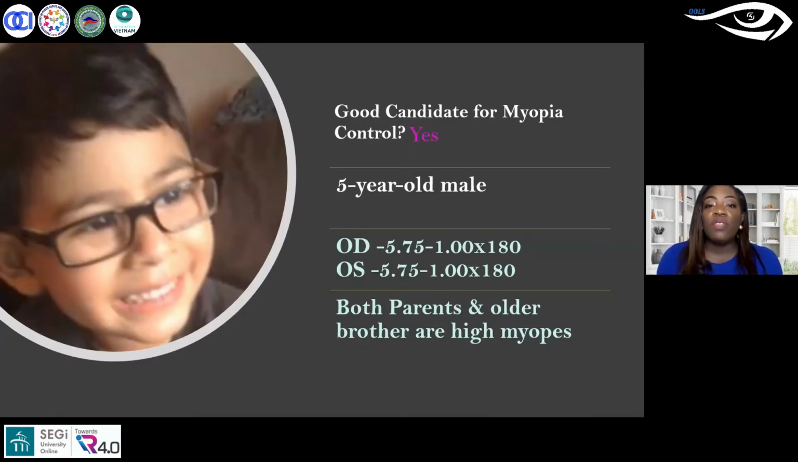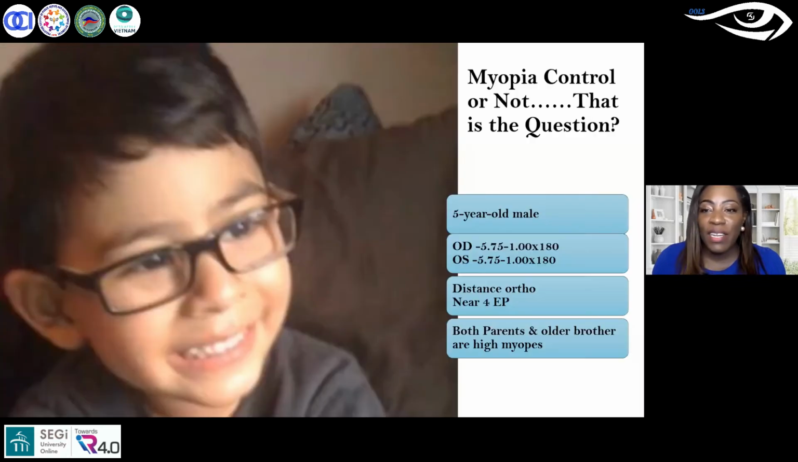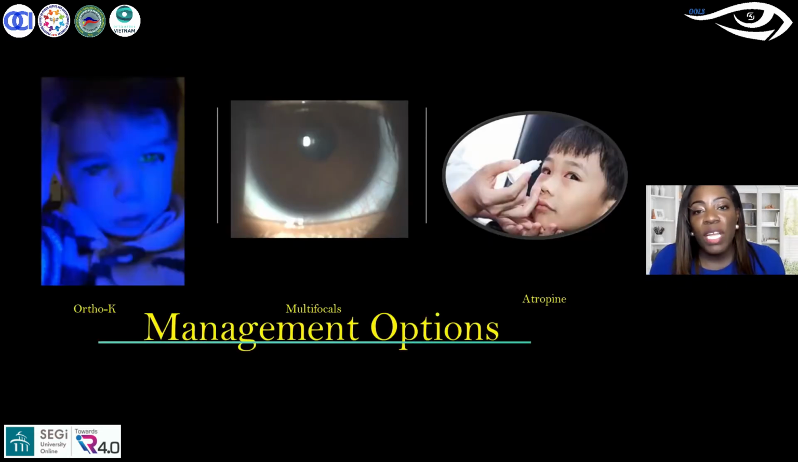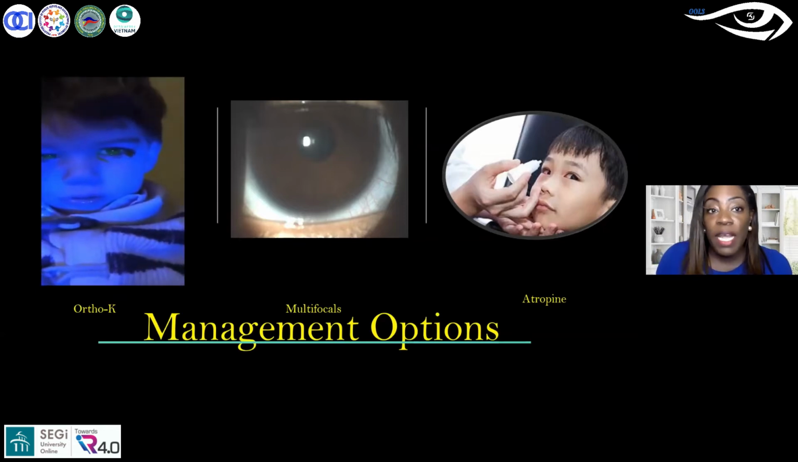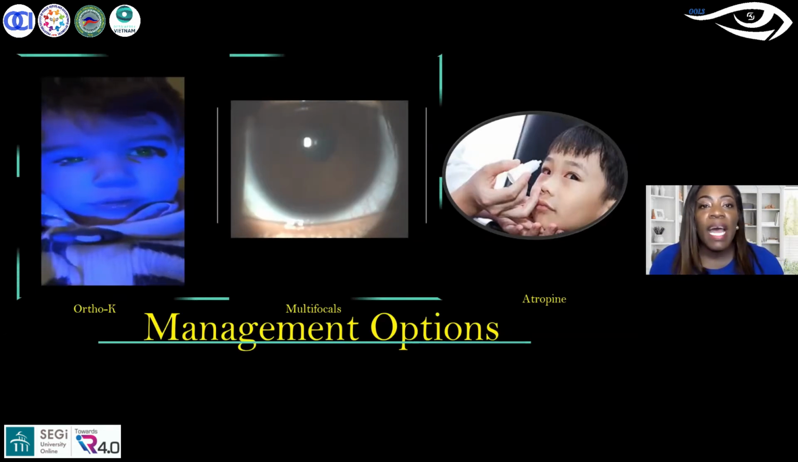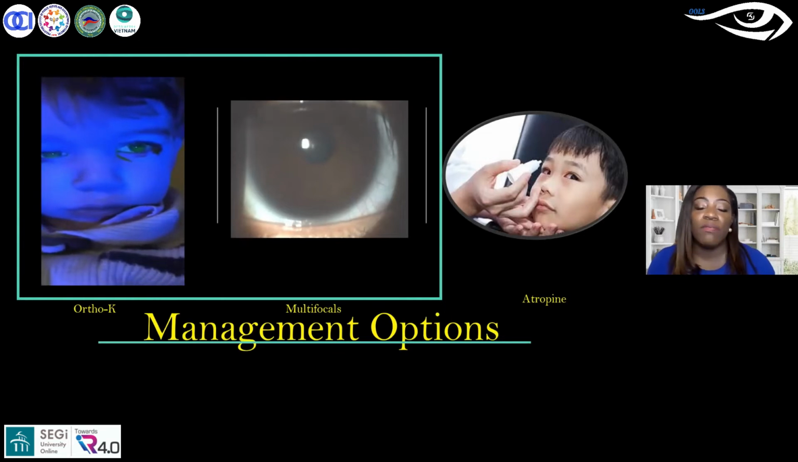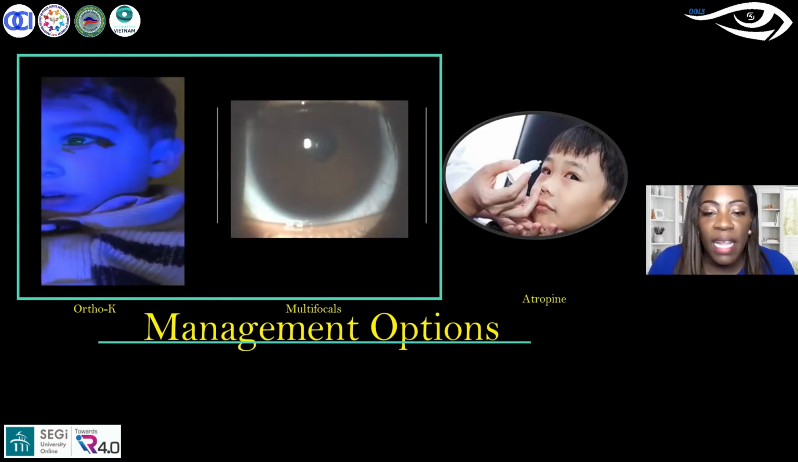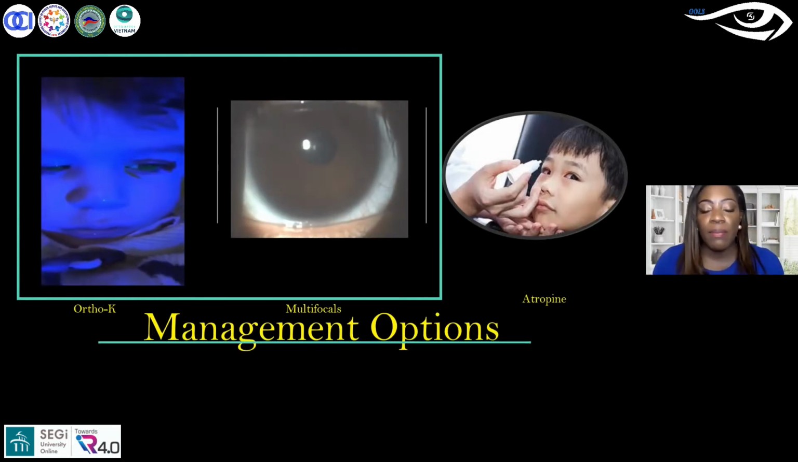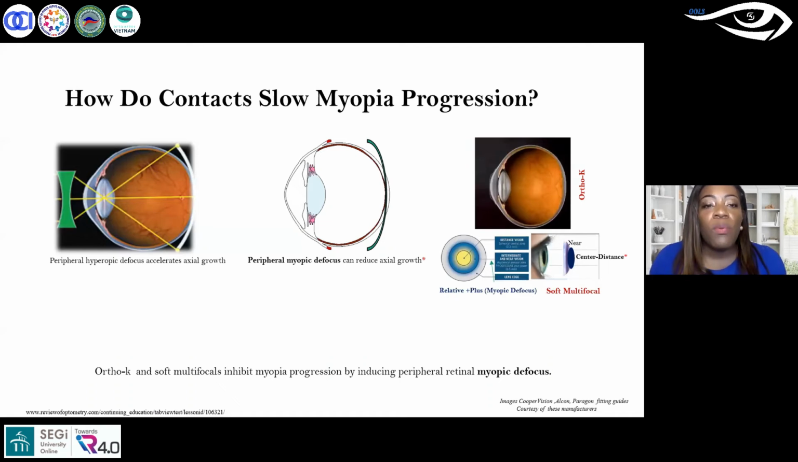So now we know the strong factors. Clearly, my patient is a good candidate for myopia management. But if we look at his background, which option is best for him? Because my background is that I was heavily involved in contact lens fitting and research, we're going to focus today a lot on the contact lens options. So how do contact lenses slow the progression of myopia?